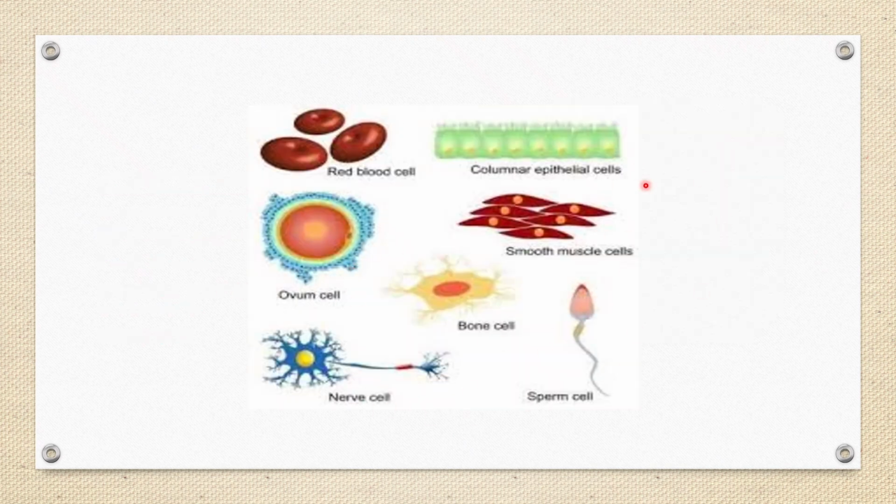Here are some examples of shapes of cells. RBC we have read, and smooth muscle cells. Clear? This is called a nerve cell. This is elongated, and these neurons or nerve cells are basically found in the brain or spinal cord. They are elongated and branched. This is a sperm cell found in the human body and it helps in reproduction. This is a bone cell, this is a columnar epithelial cell, and this is an ovum cell.